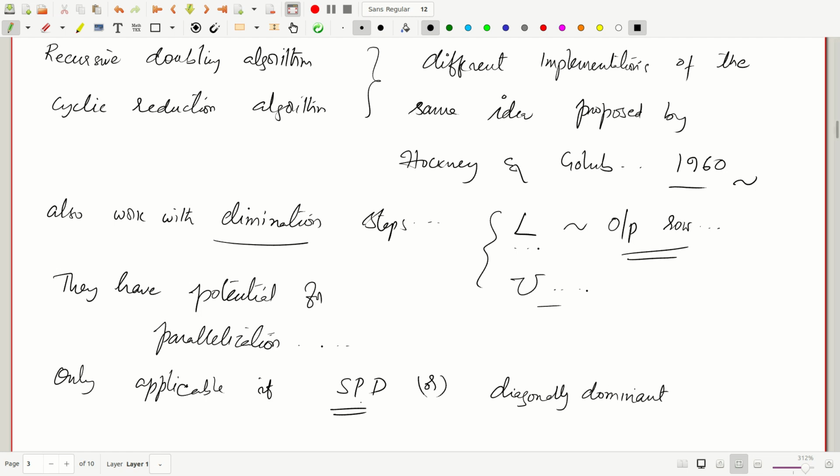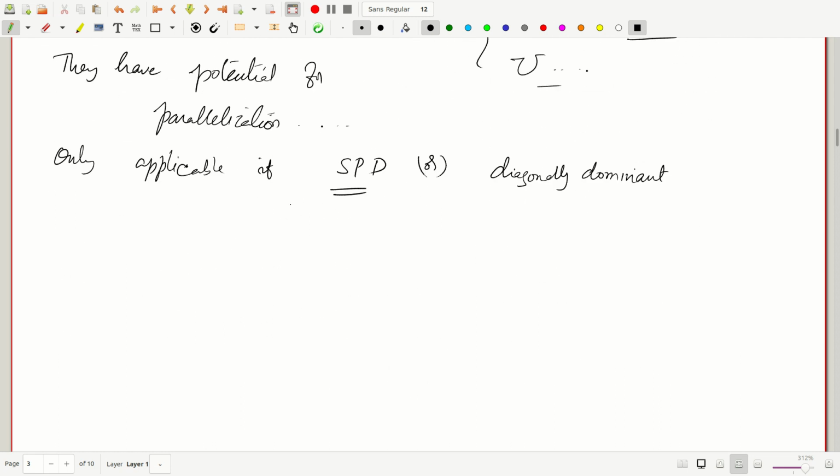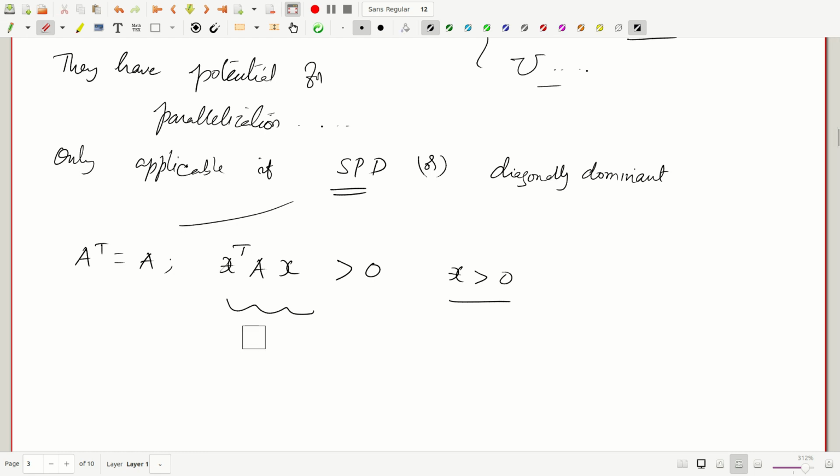Okay, so if something is symmetric and positive definite, what does it mean? If a matrix is symmetric, that means its transpose should be equal to itself. That is a symmetric matrix. And something that is positive definite is if you have a vector x, then x transpose times Ax for any x not equal to 0 should be positive. Okay, if this property is valid, then A is called a positive definite matrix, and this property makes A a symmetric matrix.